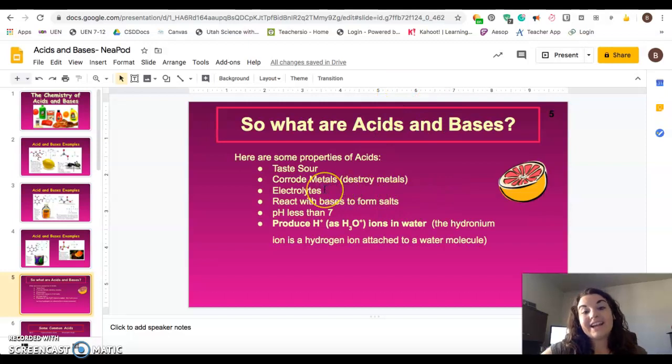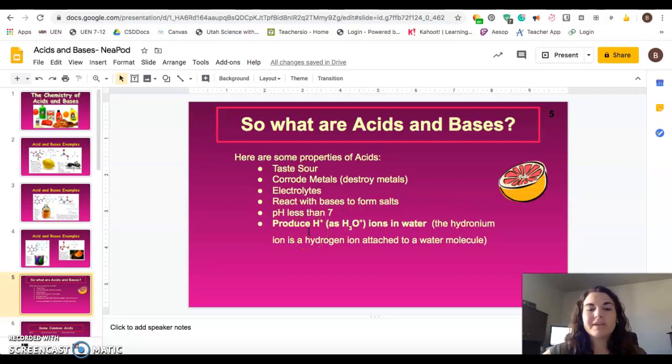They also are electrolytes, which means they can conduct electricity. So if you remember that conductivity meter we used in class, they will conduct electricity. When you react an acid with a base, they do form salts. Their pH is less than 7. We'll go over what pH is in a second.